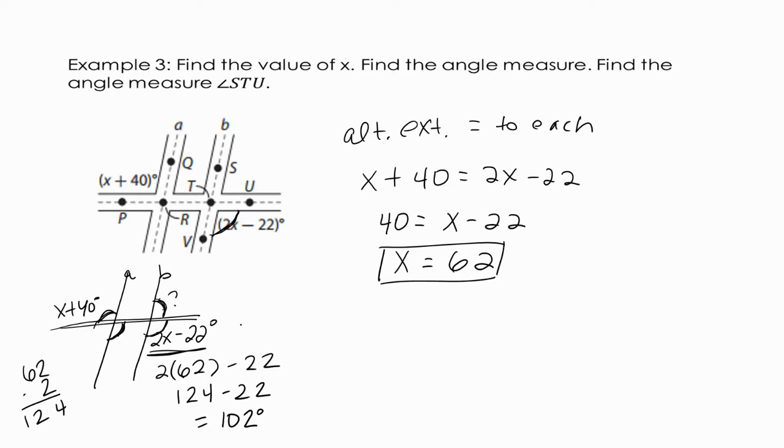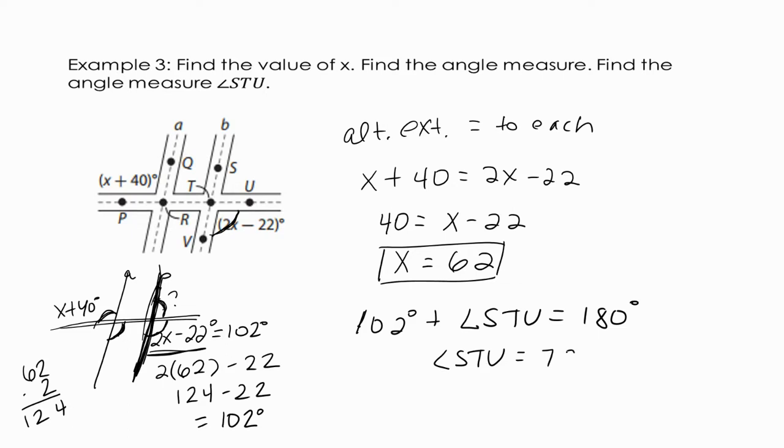So if this angle is 102 degrees, then I know that 102 degrees plus angle STU is equal to 180 degrees because they're a linear pair off of line B. So all I need to do is subtract 102 on both sides, and I get angle STU equals 78 degrees.